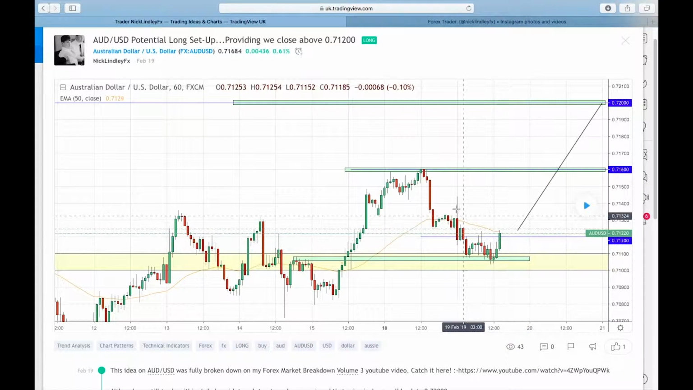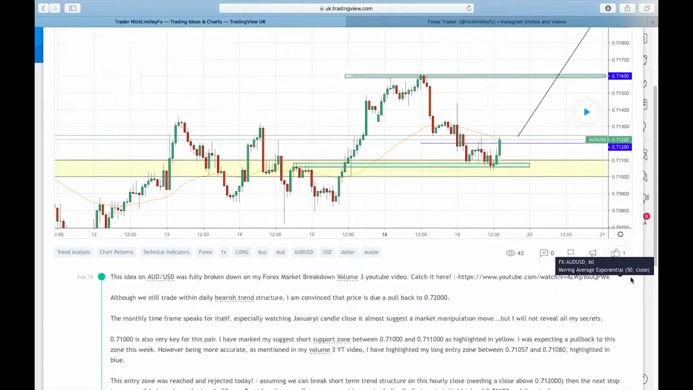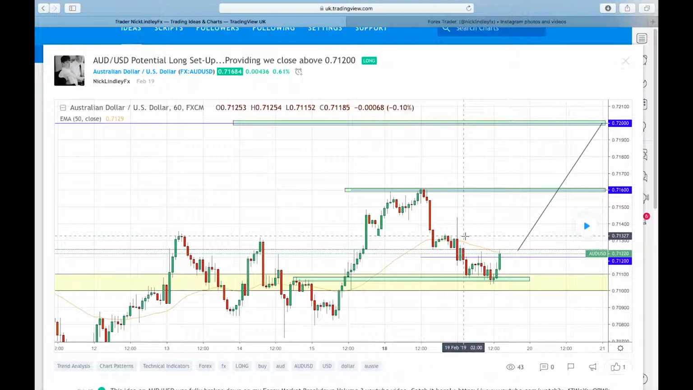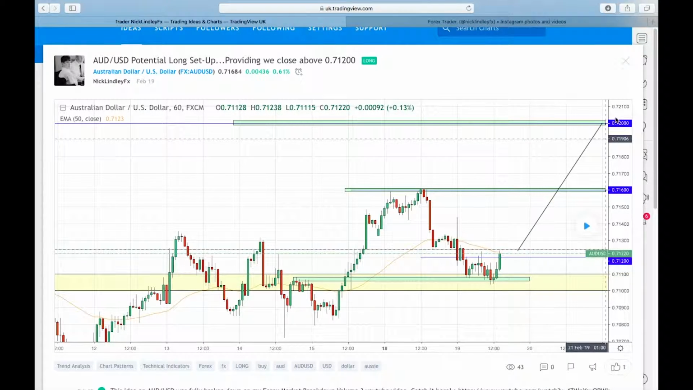But what happened here was we perfectly touched this blue zone. We broke above the previous lower high. We also broke above 0.71200s. And when I saw this, I was on the train back from York. I posted this idea on TradingView. I said, following my Forex Market Breakdown Volume 3 YouTube video, I am now looking to enter long, with my first target being at 0.71600s, and once broken, 0.7200s is the long-term target on this pair.